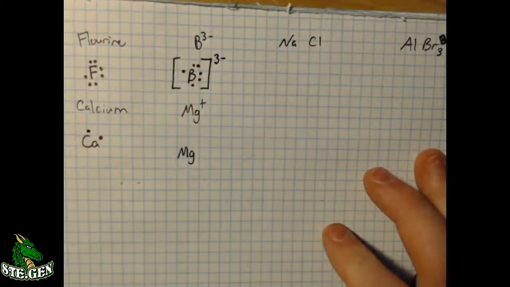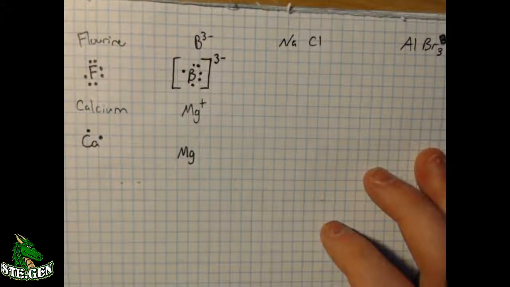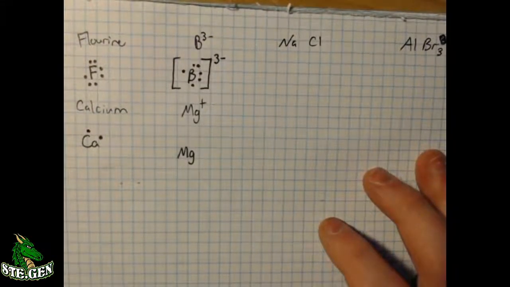And we're going to put our 3- on the outside. Again, you could do -3 instead. I'm not going to count it wrong if you do that. But 3- is the correct way to write it.